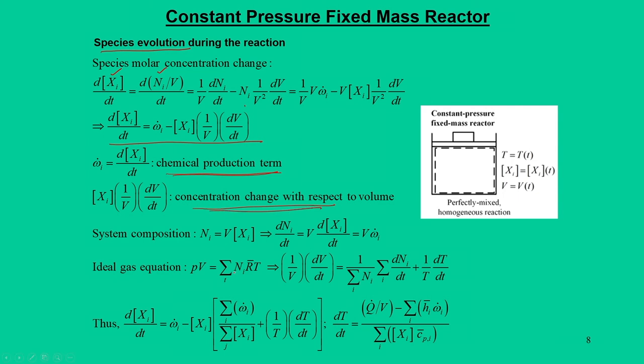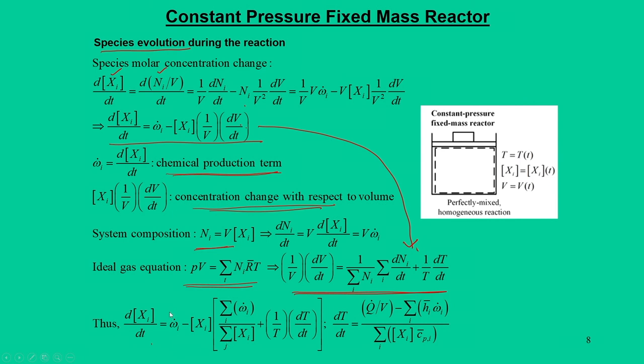Then further we can write this system of equations for Ni, and we can also use the ideal gas expression, and when you do that we can rewrite this particular equation in this manner. That means, from this equation we can find 1 by V dV by dt is equal to 1 minus summation of Ni, summation of dNi by dt plus 1 by T dT by dt. So, when this expression is used in this concentration term, we arrive at another expression, that means, how concentration of species i changes with time.